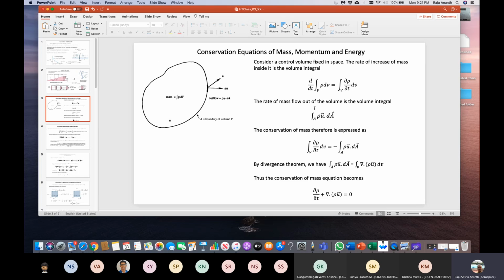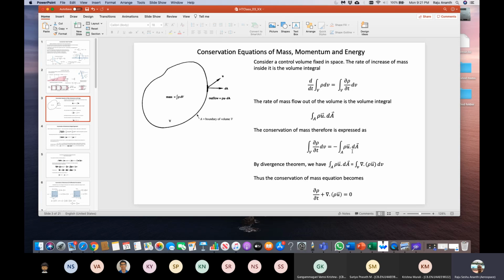The rate of flow out of the volume is rho u dot dA. So if I equate that, partial rho partial t, the rate of change of mass inside the volume, is equal to the negative of the outflow, integrated over A, which means the surface area A, not the volume.